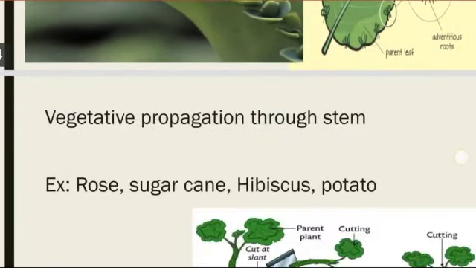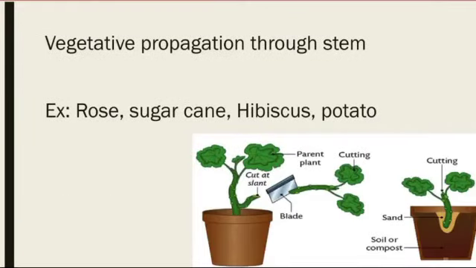And moving to the next, that is vegetative propagation through stem. You can see from this picture, we can cut a part of the stem and plant it in a pot or in the ground, and this stem piece will grow as a new plant. This is what I mean by vegetative propagation through stem. The examples for this category are rose, sugarcane, hibiscus, and potato.